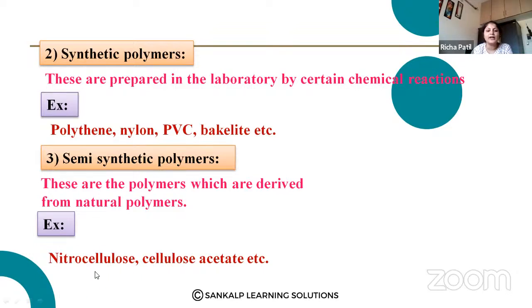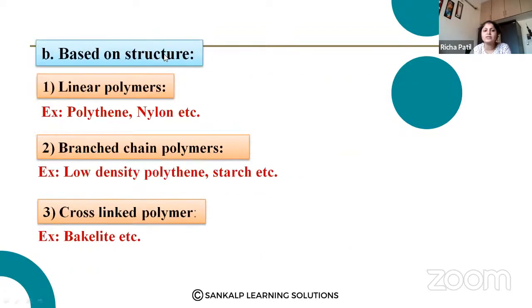What are the examples? Nitrocellulose, cellulose acetate, etc. These are some examples of semi-synthetic polymers. So these are the three types based on nature or origin. Okay, so next we'll see based on structure. How are polymers classified based on structure?